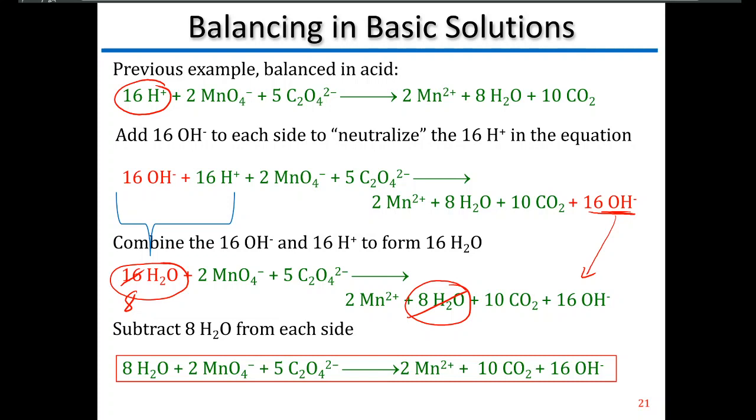So it's essentially the same solution, only this time we're balanced in a basic solution instead of an acidic solution. You did everything exactly the same until we get to the end, and then we just need to remove the H plus by adding OH minus to both sides, and cancel out water anywhere we can. This gives you your new equation balanced in basic solution.